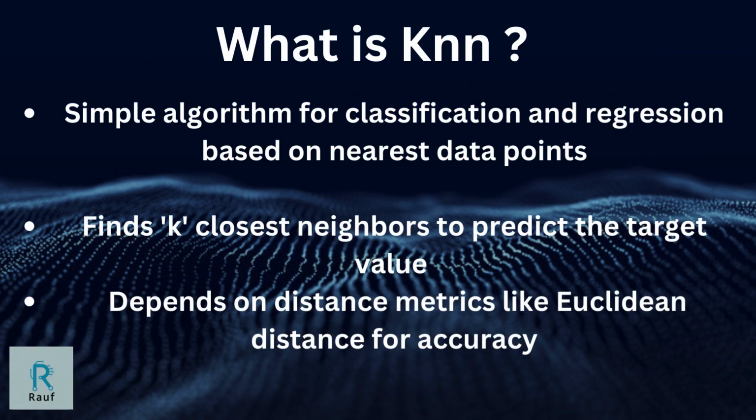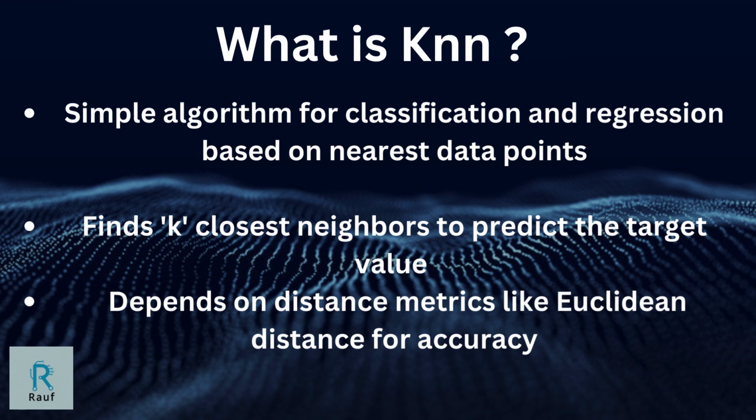First of all, what is KNN? Well, it is a simple algorithm for classification and regression tasks based on the nearest data points. It finds the k closest neighbors to predict the target value. Now, what is k? K is the value we put. If we put 3, then it finds the 3 closest neighbors to predict the target. And if we put 5, then it finds the 5 closest neighbors to predict the target. So k is simply the value we put, and based on that it predicts the target.